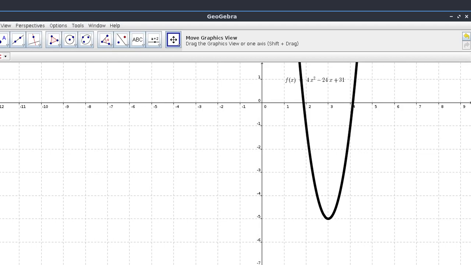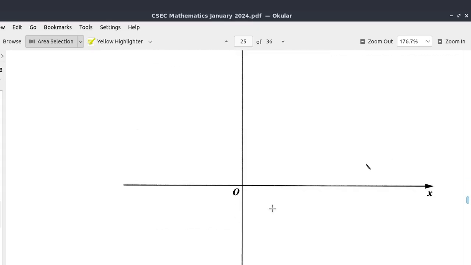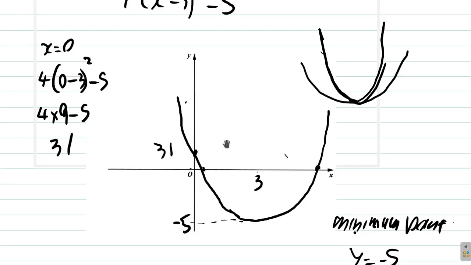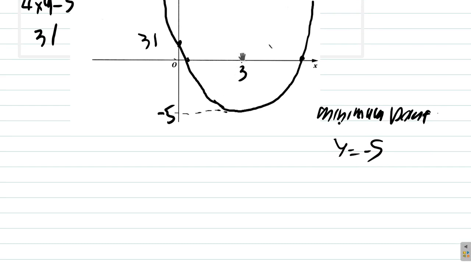What else do they say? State the equation of the axis of symmetry. Well, looking at it, the axis of symmetry would be what? What do you think? It will be x equals 3. It will be this line here. Let me draw a straight line. It will be this line.